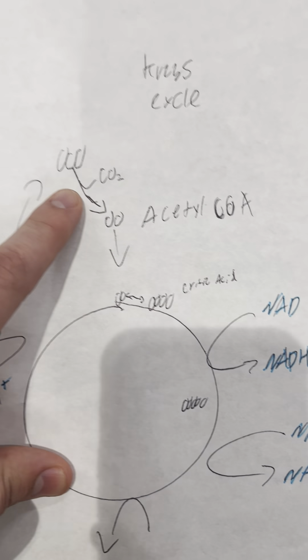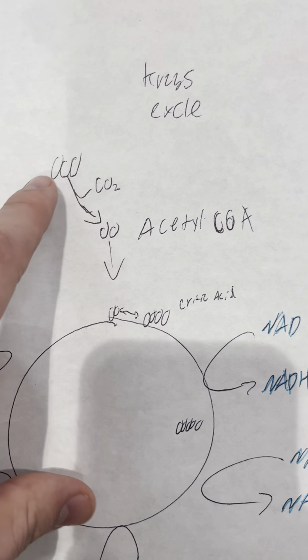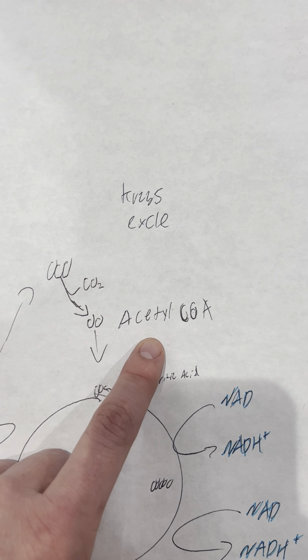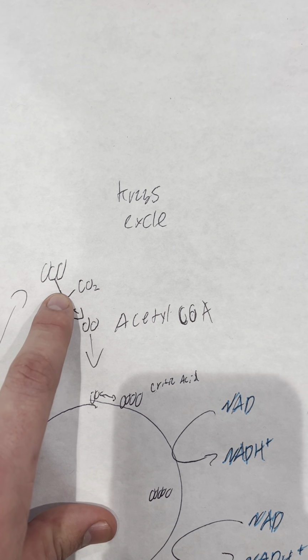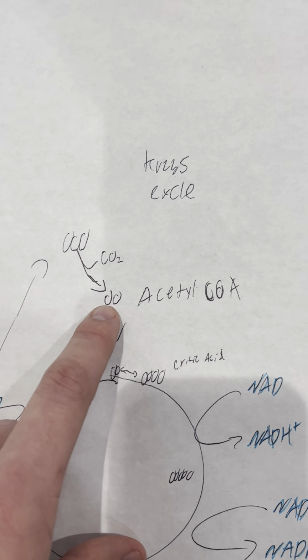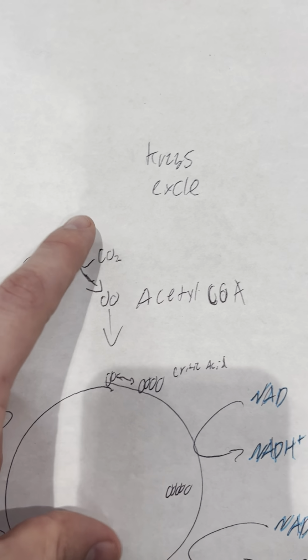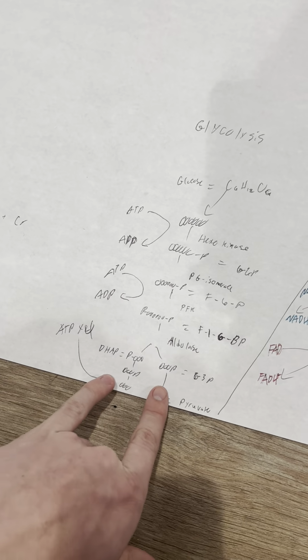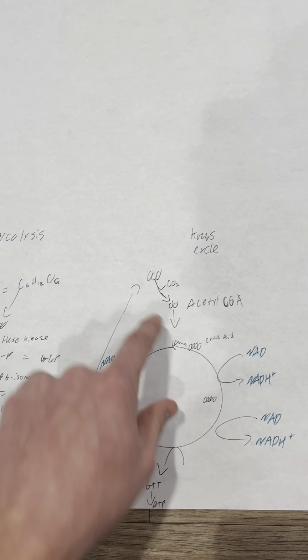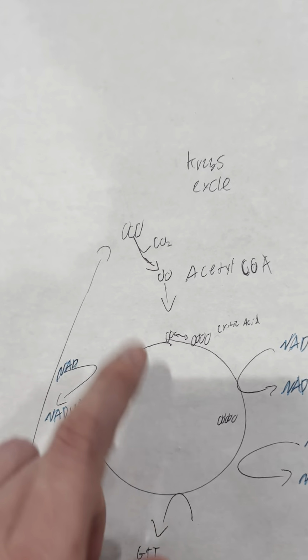The pyruvate then turns into acetyl-CoA because it loses a carbon dioxide molecule. This acetyl-CoA is a key for the Krebs cycle. So with one glycolysis cycle, you have 2 keys, as seen here, 2 keys for the Krebs cycle. So each key turns it 1 time.